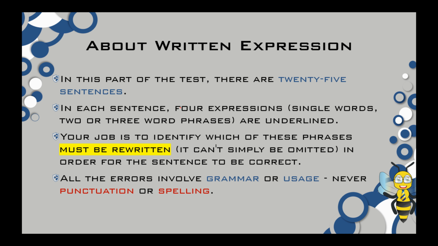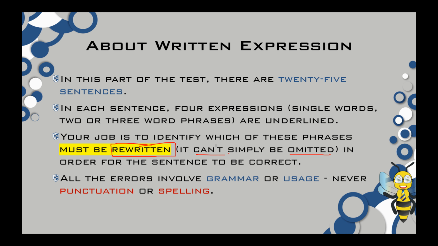Okay? It cannot simply be omitted in order for the sentence to be correct. So, here, this is the point. It must be rewritten. There is a mistake in the word, and it must be changed for another word. Okay? You cannot just think, or maybe if you read a sentence that okay, this word is like extra. It's like something else in the sentence. That's not the point. Okay? So that is not the mistake. You cannot just omit the sentence. Okay?